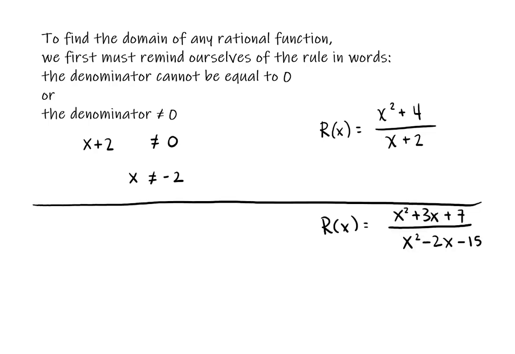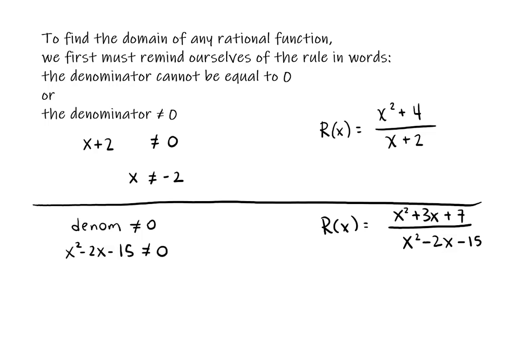Let's find the domain of the second rational function that's given. First, let's write the rule in words. Notice how I shortened the word denominator, D-E-N-O-M. Please, if you shorten the word, you have to spell it this way and not spell a different word. I see a lot of people sometimes write the word domain. You don't want to do that. So denominator is not equal to 0.